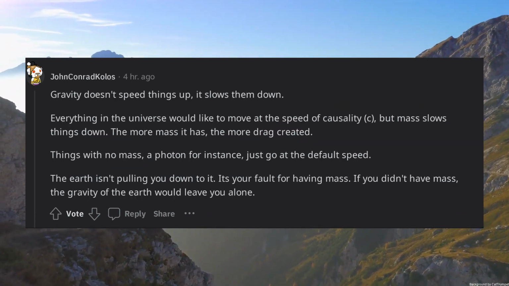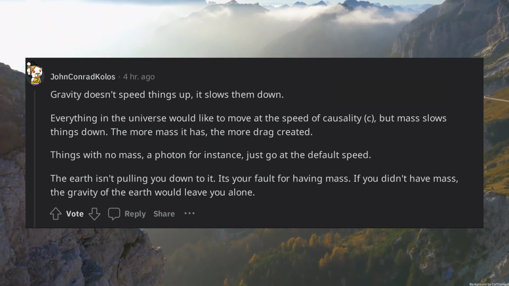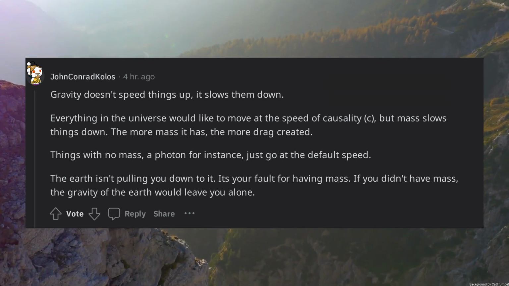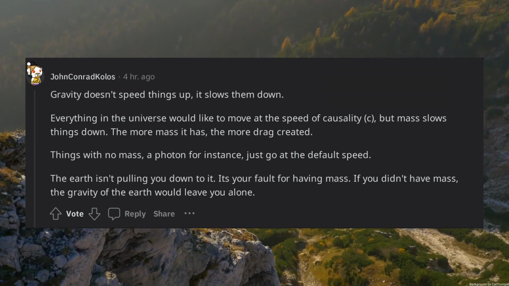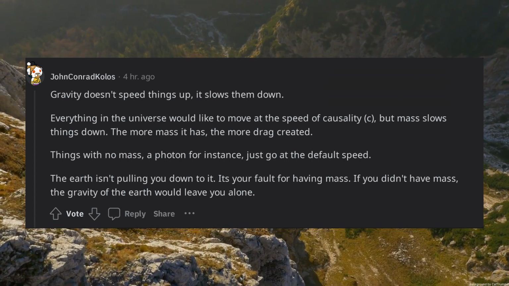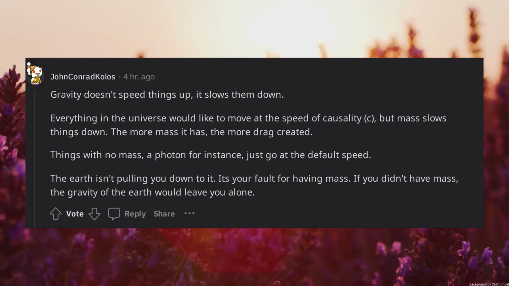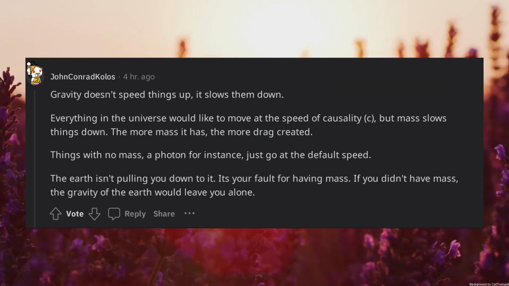Gravity doesn't speed things up, it slows them down. Everything in the universe would like to move at the speed of causality, c, but mass slows things down. The more mass it has, the more drag created. Things with no mass, a photon for instance, just go at the default speed. The Earth isn't pulling you down to it. It's your fault for having mass. If you didn't have mass, the gravity of the Earth would leave you alone.